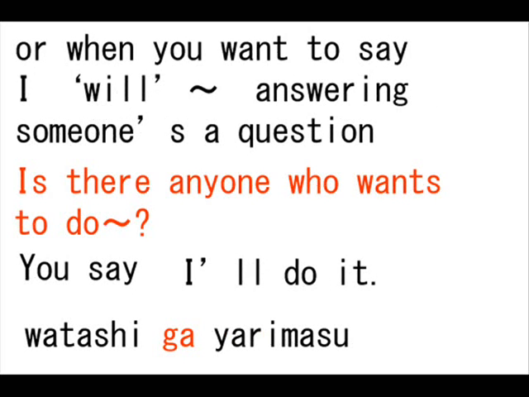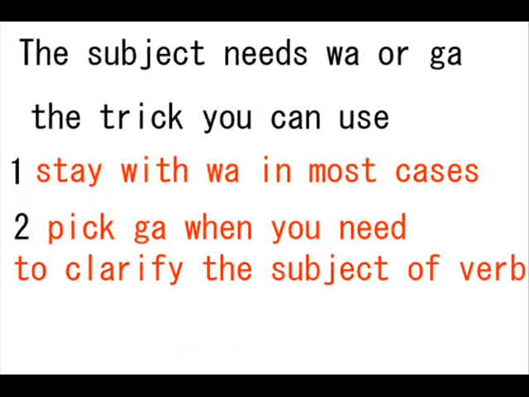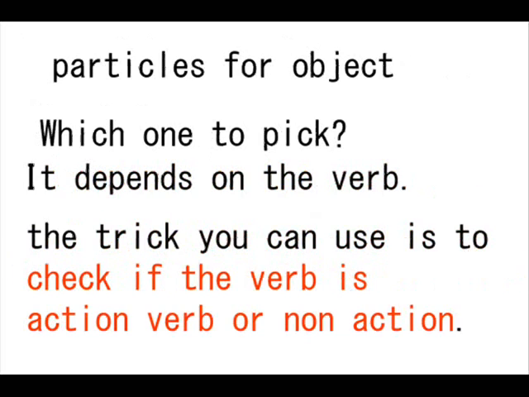Or in other situations, like when someone asks who wants to do blah blah blah, and you say I'll do it. In this case, watashi ga yarimasu. So the tricks you can use for the subject: one, stay with wa in most cases. Two, pick ga when you need to clarify the subject. These are the basic tricks, and let's move on to particles for the object.